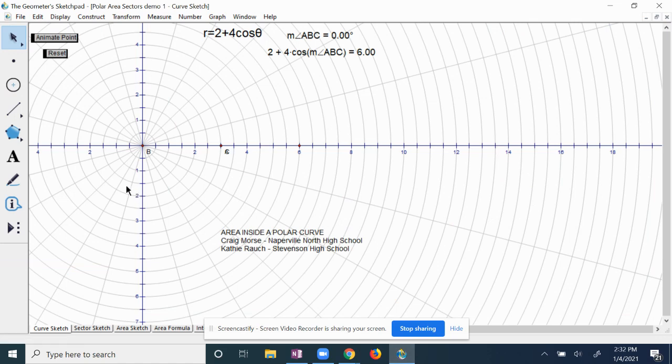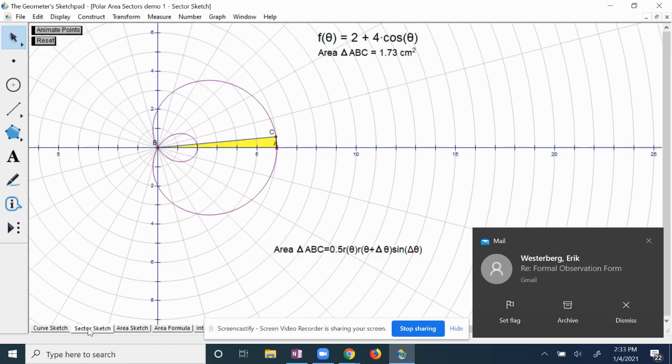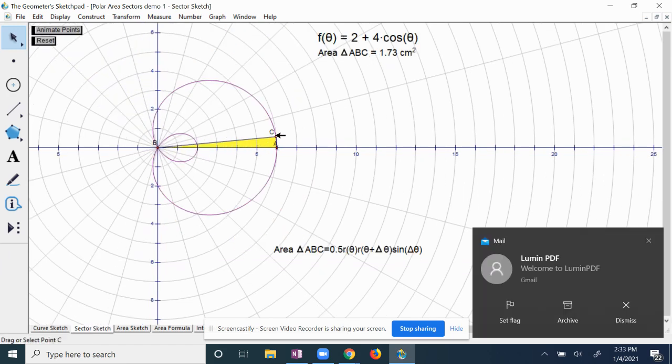So if we take a look at how we plot points, that looks like this, right? Angle and distance from the origin. And that distance can even be negative, right? And that's how we plot the curve. And if we want the area enclosed in that curve, well, then we're going to split that area into little sectors and find the area of those sectors.